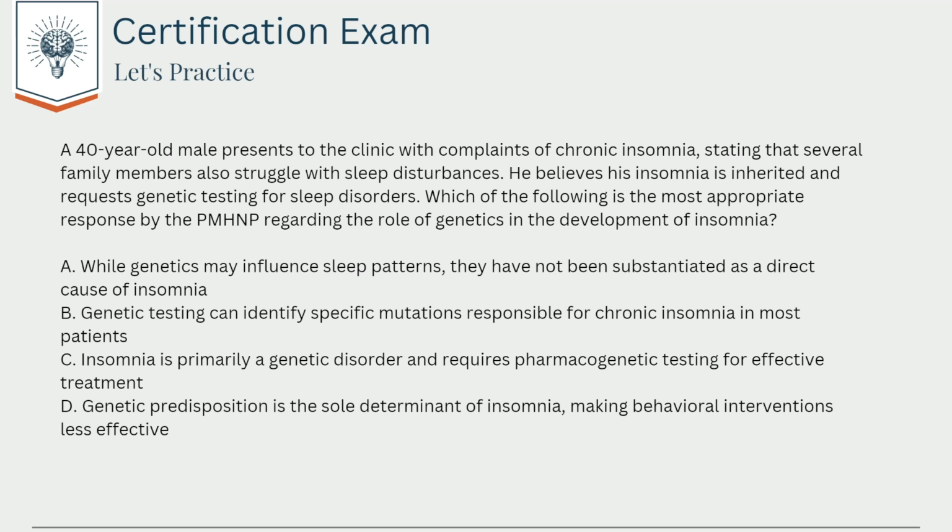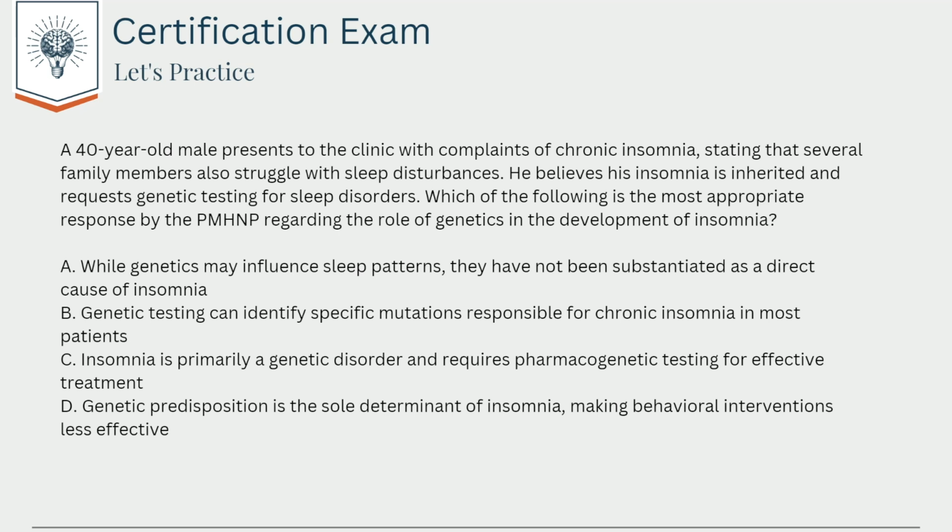Which of the following is the most appropriate response by the PMHNP regarding the role of genetics in the development of insomnia? Option A. While genetics may influence sleep patterns, they have not been substantiated as direct causes of insomnia. B. Genetic testing can identify specific mutations responsible for chronic insomnia in most patients. C. Insomnia is primarily a genetic disorder and requires pharmacogenetic testing before effective treatment. D. Genetic predisposition is the sole determinant of insomnia, making behavioral interventions less effective.